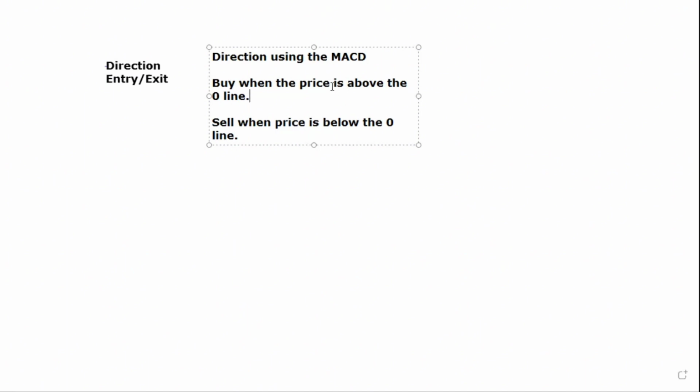Did I say price? Not price. When the histogram is below the zero line, sell. All right, so that's it on the MACD. Of course, direction using the MACD, we are not treating entry here.